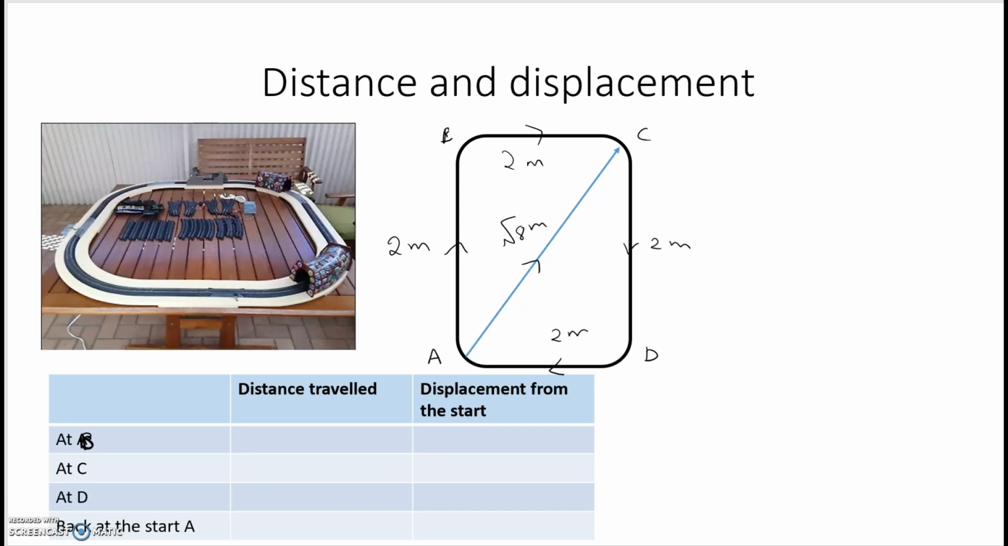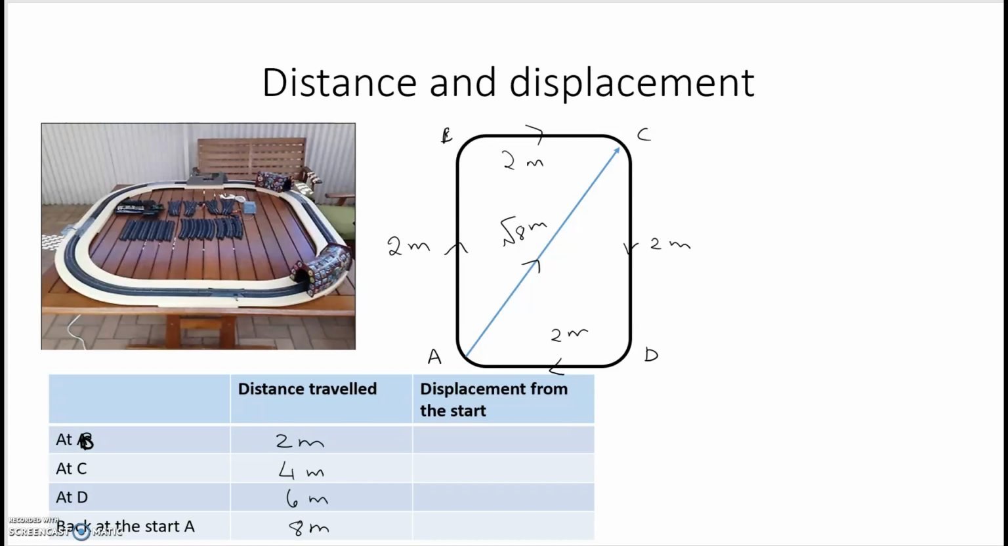So at B, the train has travelled 2 meters. By the time it gets to C, it's travelled 4 meters. By the time it gets to D, it's travelled 6 meters. And by the time it gets back to A, it's travelled 8 meters. But have a look at the displacement.